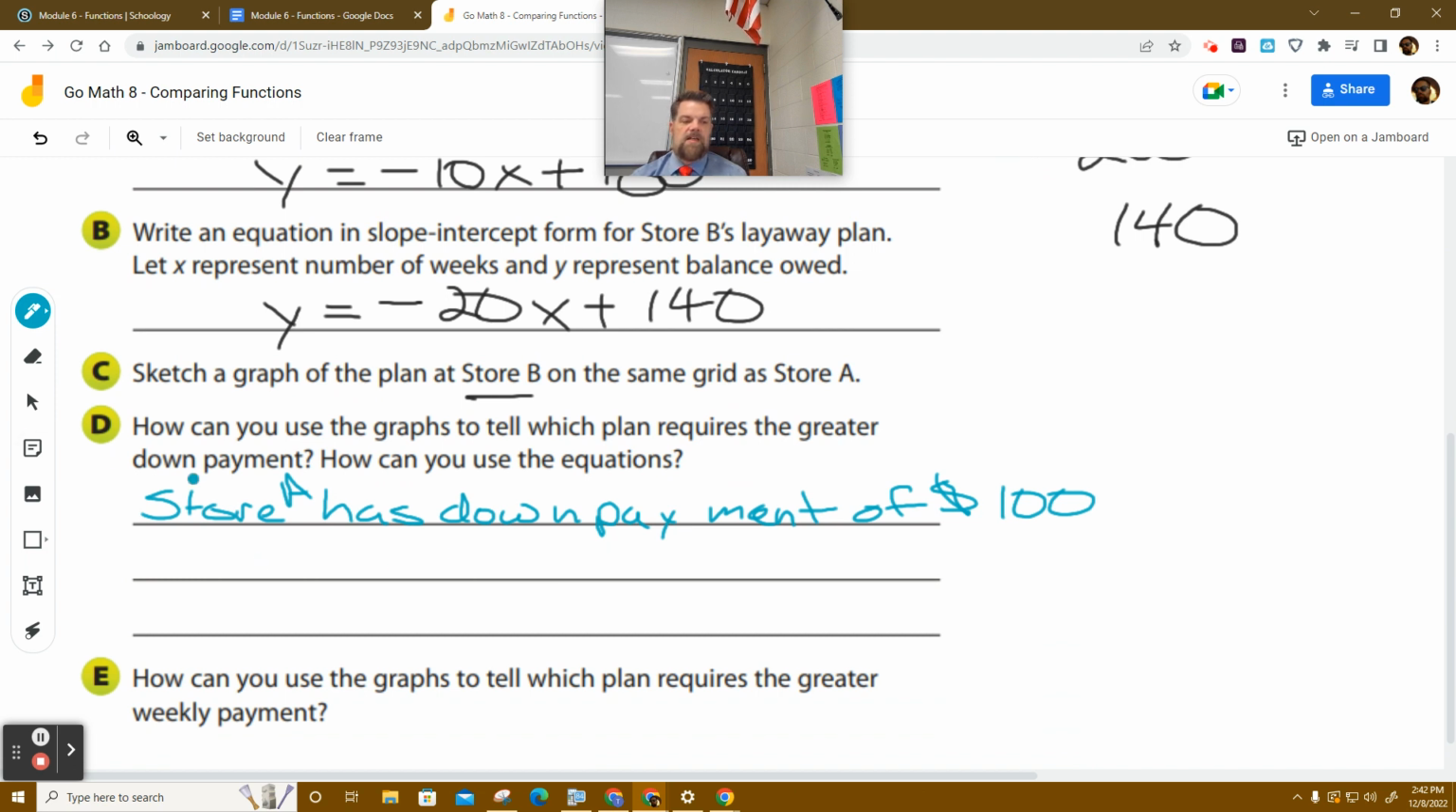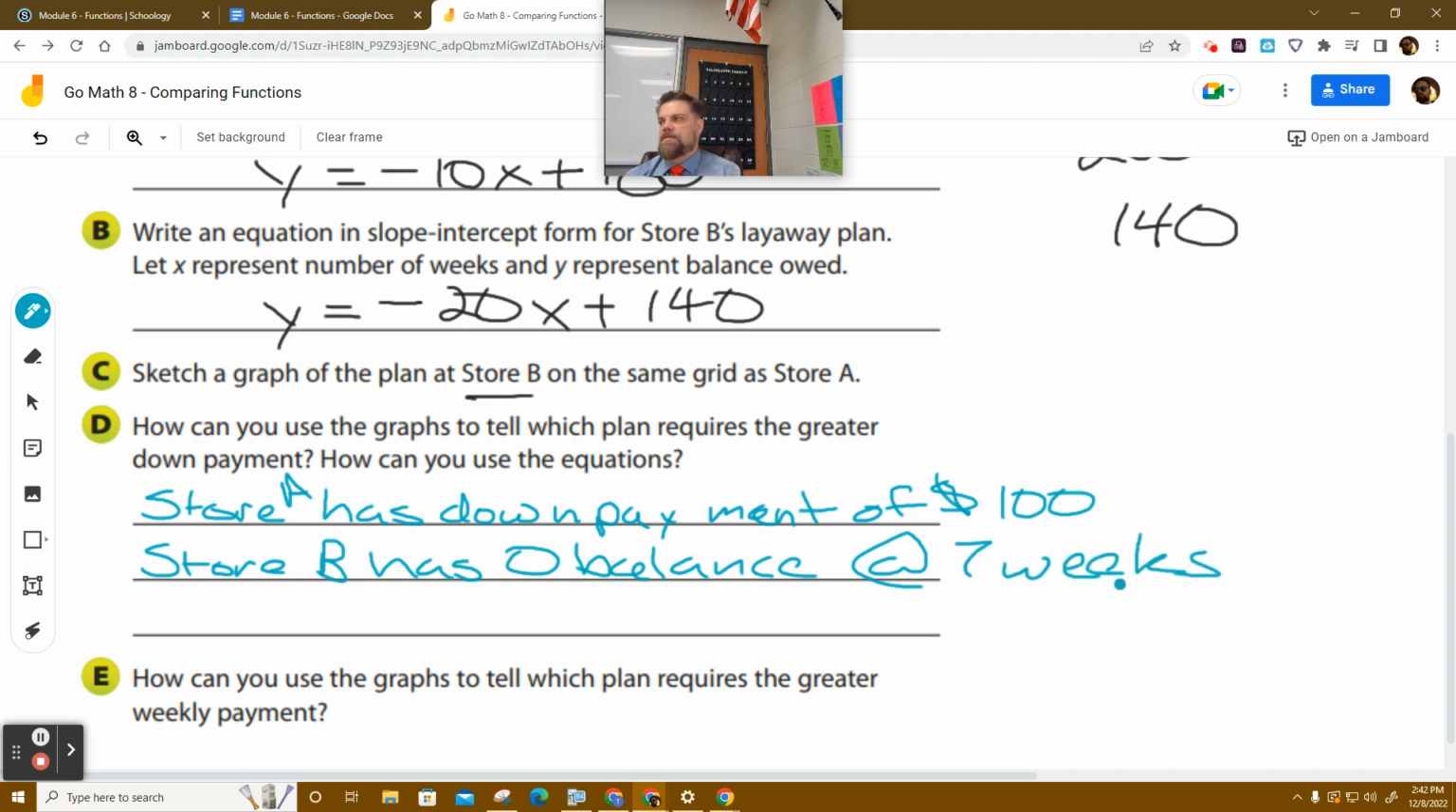So you could write Store B has 0 balance at 7 weeks. So that one gets paid off quicker. But your payments are higher, right? One you're paying $10 a week, and the other one you're paying $20 a week.